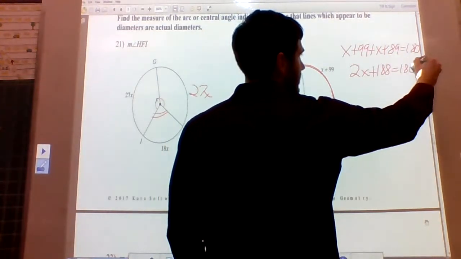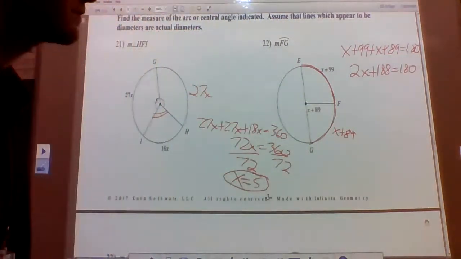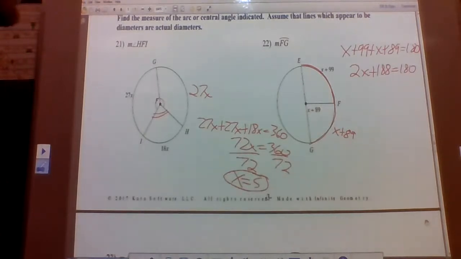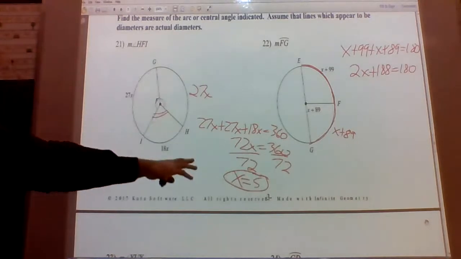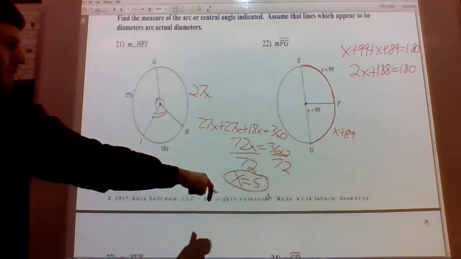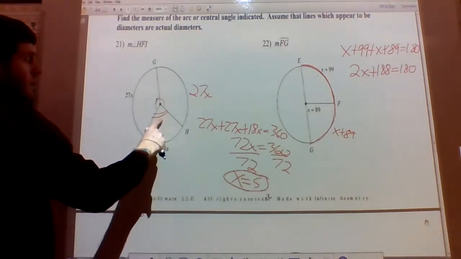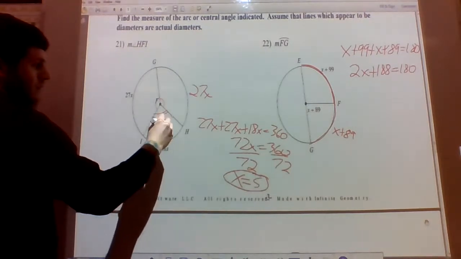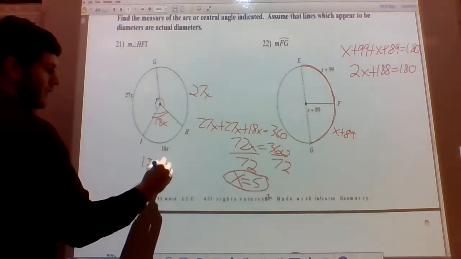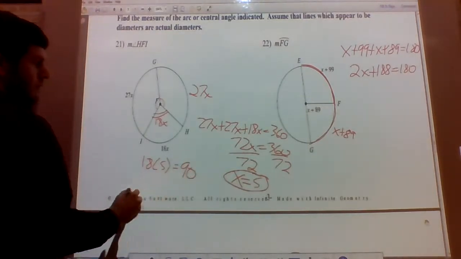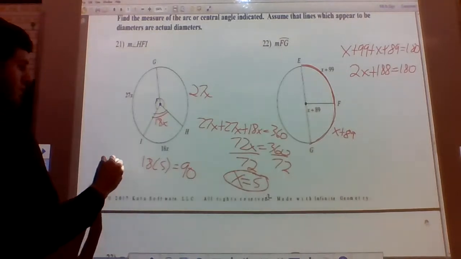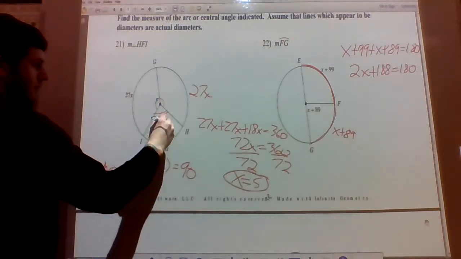Equals 180. Okay, that's not going to make any sense. Oh no, it's going to make sense. I was still thinking it was this one. So we didn't finish the first problem. That's why I'm thrown off here. So we want to find the measure of angle HFI. So that's 18x. So that's 18 times 5, which is going to be 90. So the measure of angle HFI here is going to be 90.